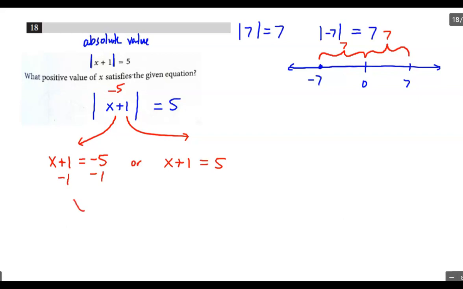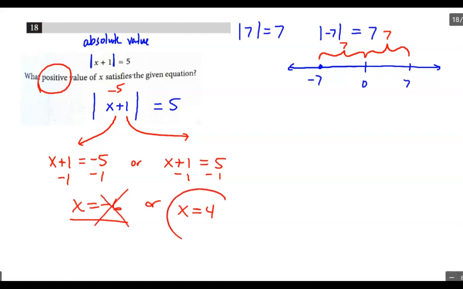So we do x minus 1, so we get that. Or if I solve this side, we get this. And here's where it says, what positive value satisfies the equation? So since this is a negative value, this is the positive value, and we're good to go.